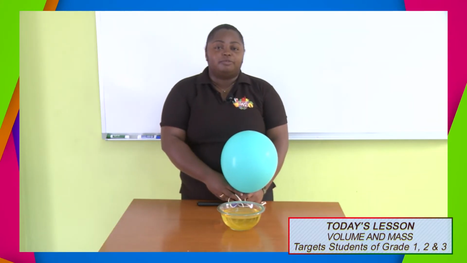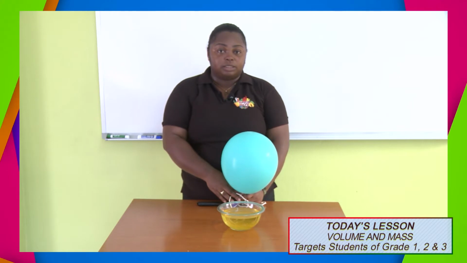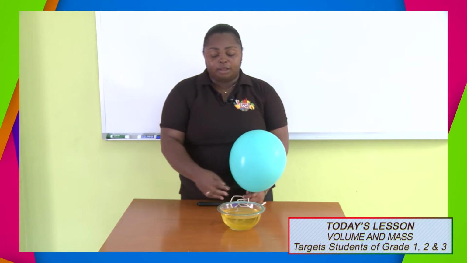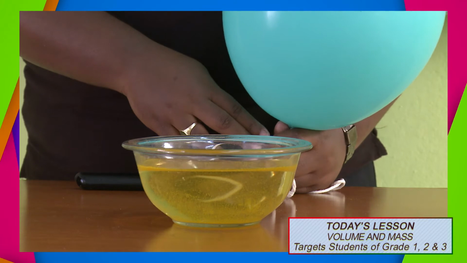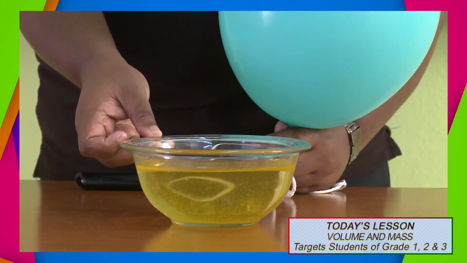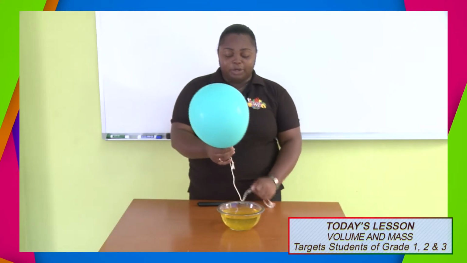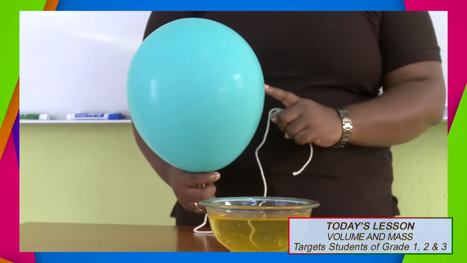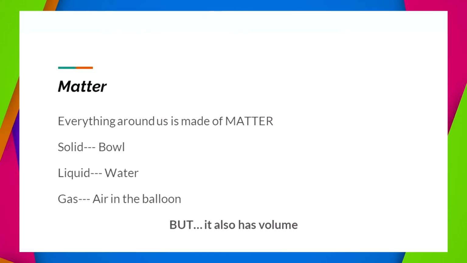Now, whenever we speak about volume and mass, we need to talk about matter. Matter can be found everywhere around us. There are 3 states of matter. They are solid, and I have this bowl to represent solid. The next state is liquid. I have water with food coloring in the bowl to represent the liquid. And last, I have this balloon here with helium, and the helium represents the gas. But it also has volume.